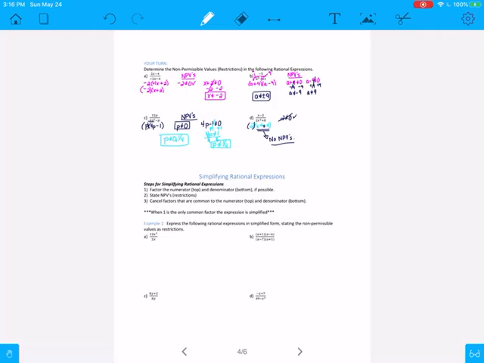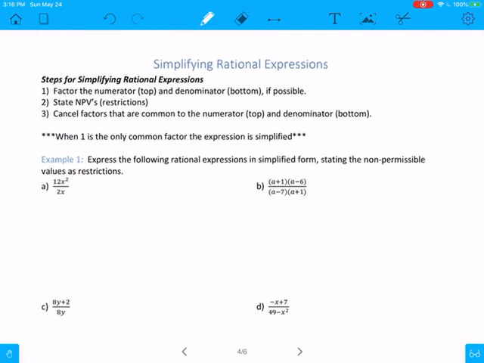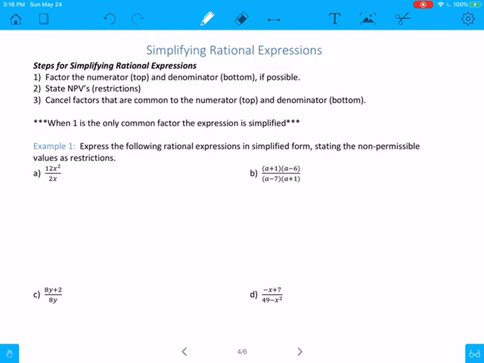Lesson 2, simplifying rational expressions. All right, so we're ready to do lesson 2, and it's on simplifying. So we still have to state non-permissible values for all these questions as well, so that didn't go away.